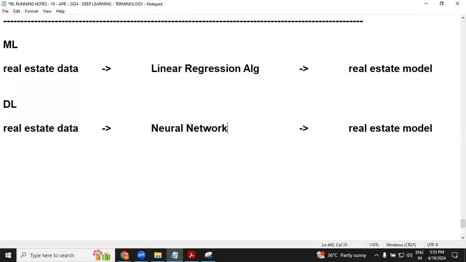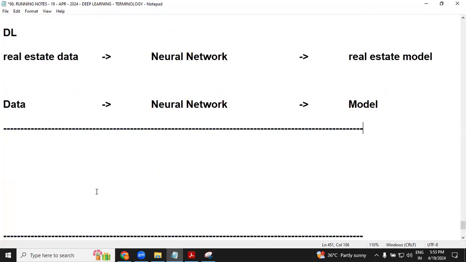When I'm talking about deep learning, the neural network comes first. Data, neural network, model. One more time: data, neural network, model. Did you understand? Data, next is the neural network, then the relevant model. I hope you know the model is a kind of representation.